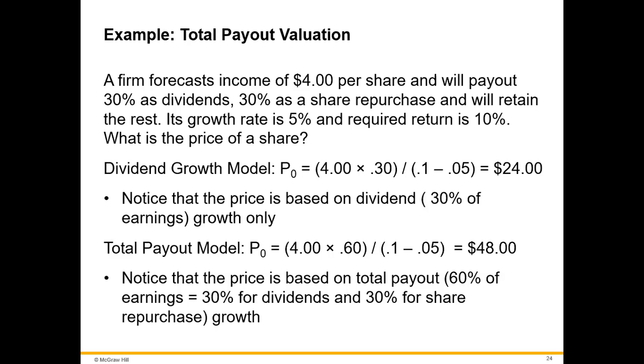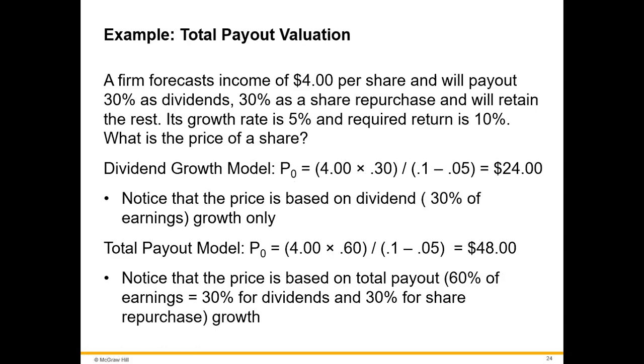What is the price of a share? Take your dividend growth model. Take the $4 times 30%, which will give you your dividend payout, divided by 10% minus the growth rate. So $24 if you use the dividend growth rate.